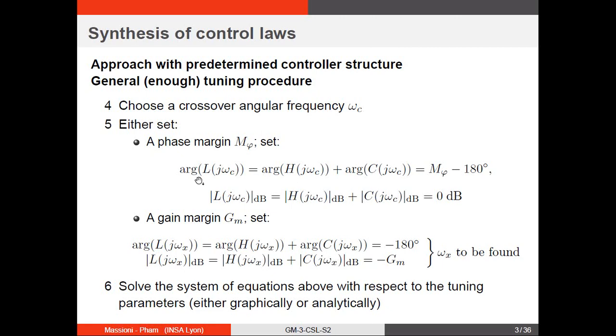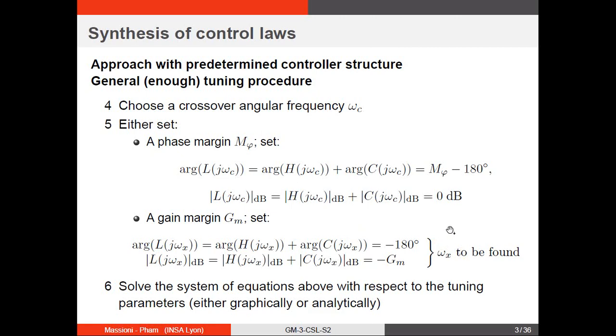And then you have to make sure also that the gain is, as we said, 0 dB at the crossover frequencies. Otherwise, the crossover frequency is not the crossover frequency. Let's say, by definition, at the crossover frequency, you will need 0 dB. Another possibility is to set the gain margin, and then you basically do the other way around. You will need to find another frequency.